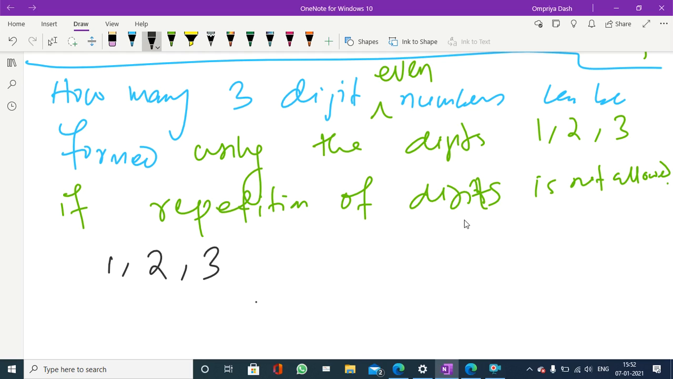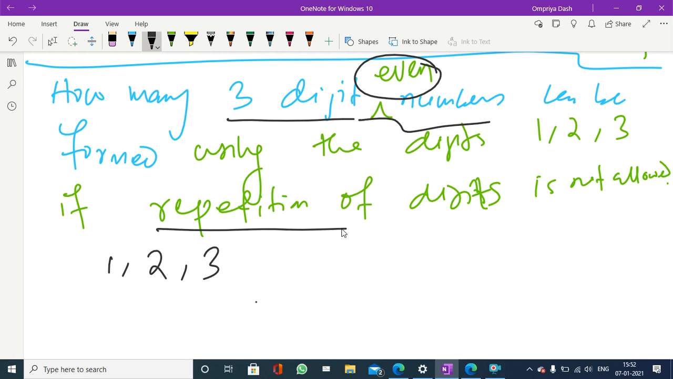And our task here is what? What is our task here? Can anybody tell me? To make an even number. 3-digit even number, right? Here our task is to make a 3-digit even number. Not just any number, but even number. We have to form a 3-digit even number. And also repetition of digits is not allowed. You cannot use the same digit more than once.